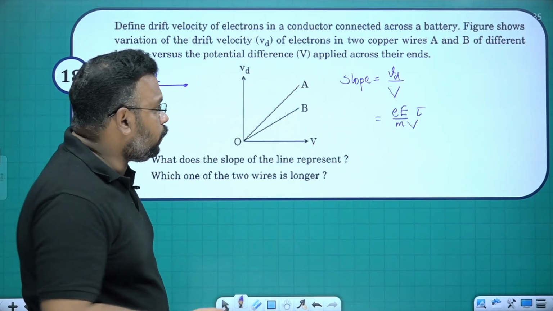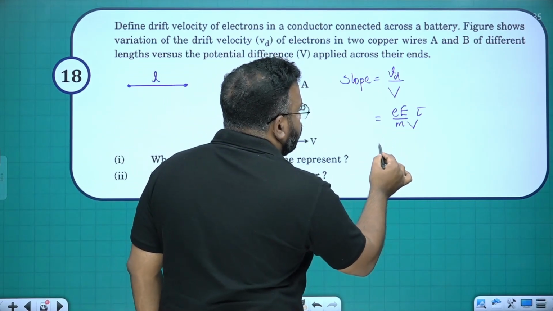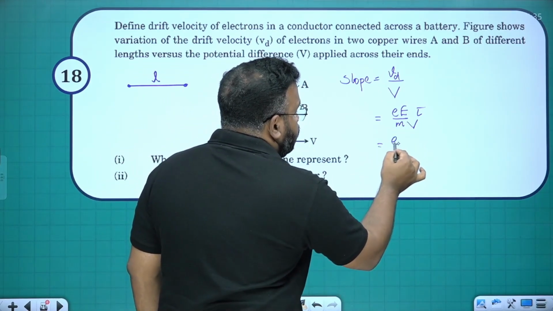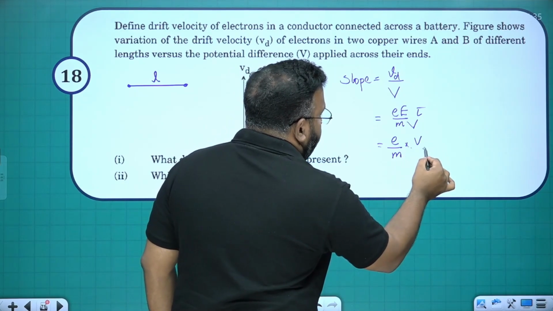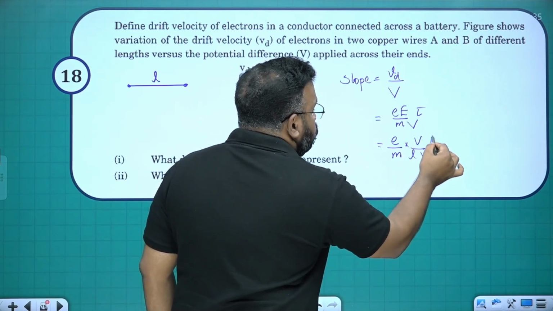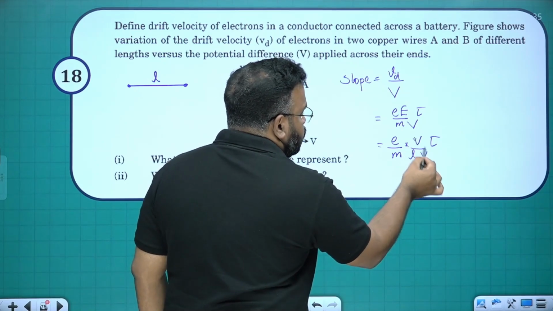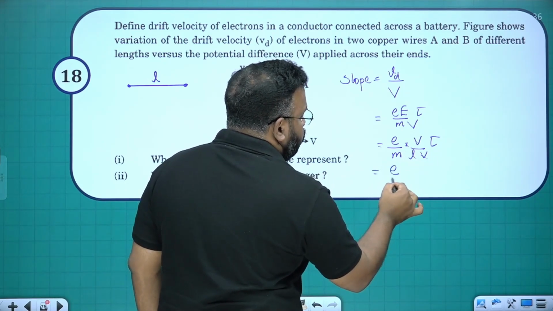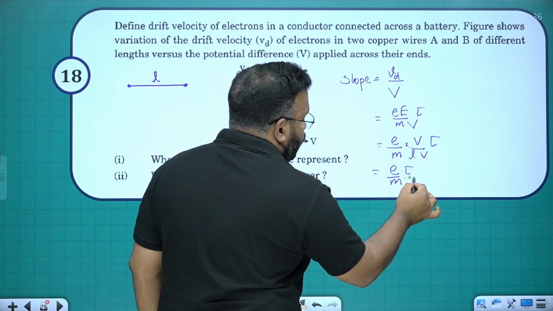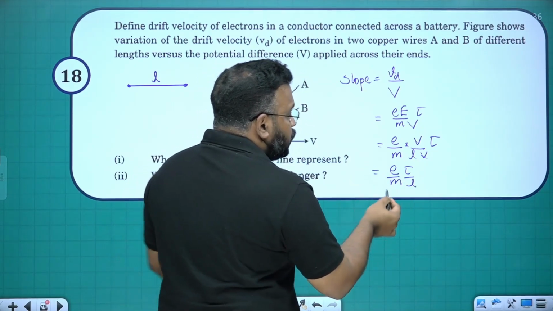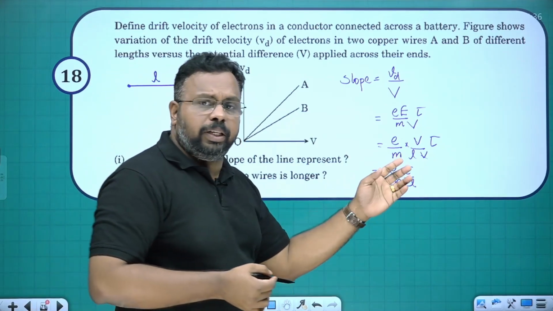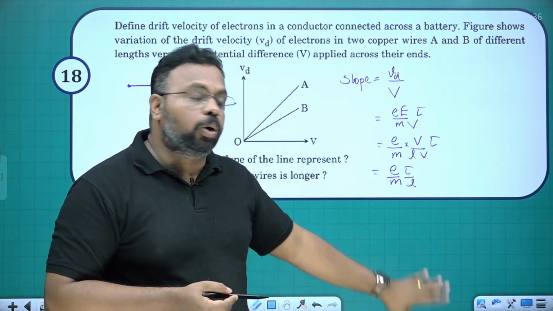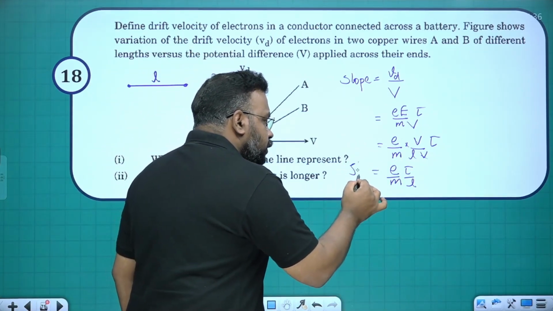Now E equal to what? V by L. So we get e by m into, electric field is V by L, into tau. So V got cancelled. We get what? e by m into tau by L. So what is e by m into tau? e by m into tau is mobility. Mobility by length. So we can call it mobility per unit length, or the slope represents this quantity. You can write like this.